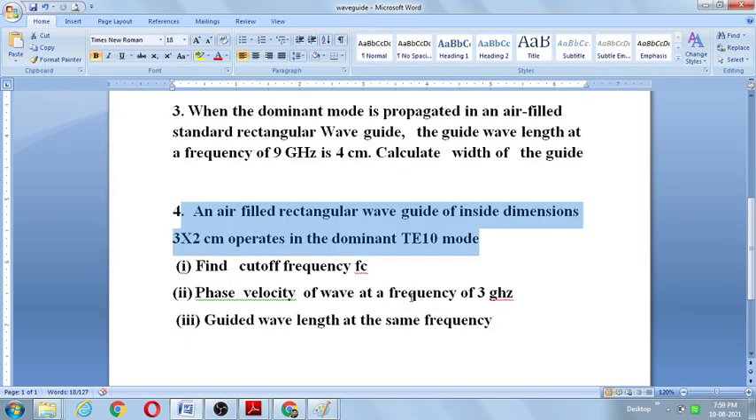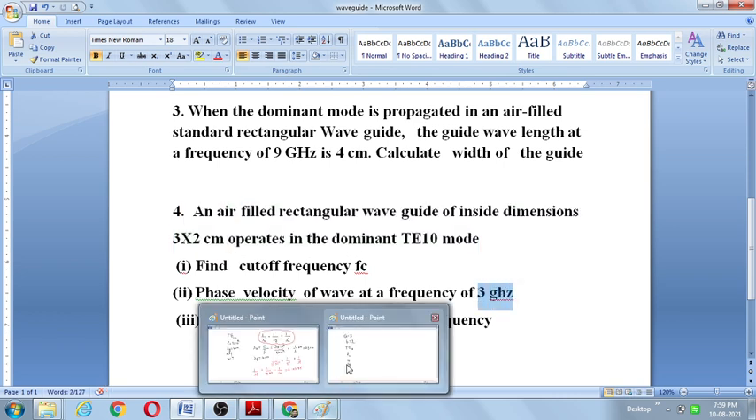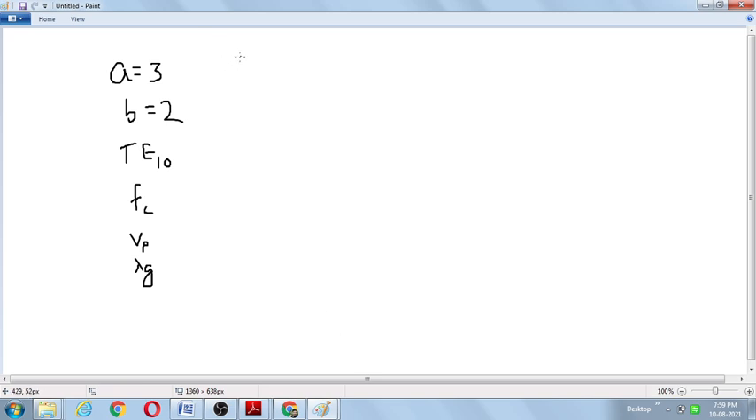Okay, in the given problem, operated frequency is 3 GHz. That is also very important. F is equal to 3 GHz, 3 into 10 power 9. So it is easy. How to calculate Fc? Cutoff frequency Fc is equal to c by lambda c.